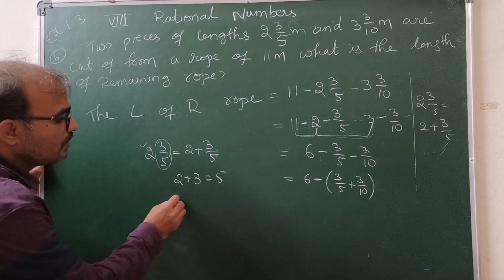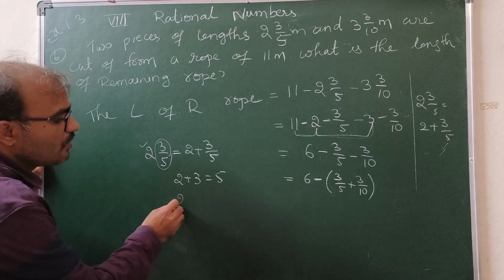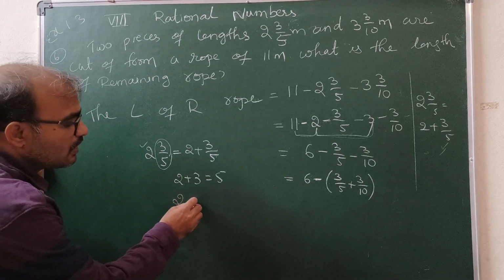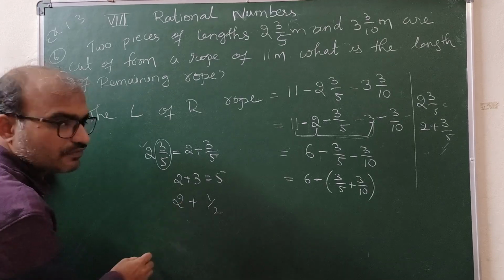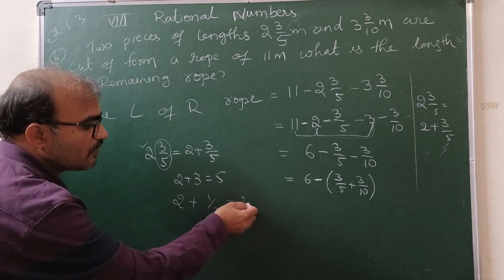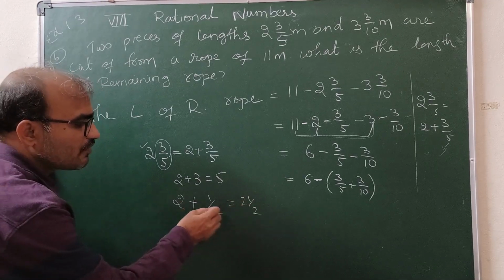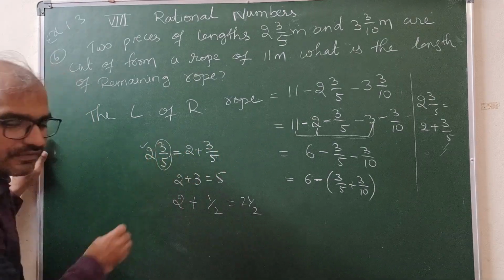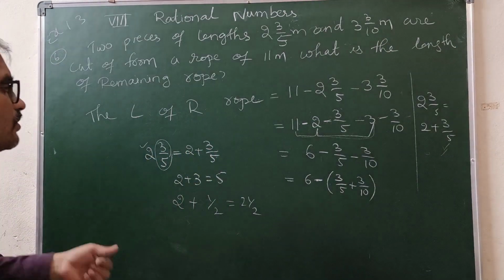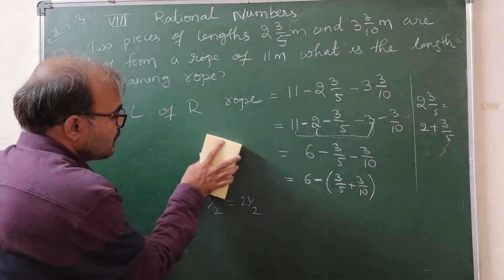Like you are given 2 apples and a half apple, right? So 2 plus half, how much will it be? You will have 2.5 apples, isn't it? So 2 plus half is 2.5. 2 plus 3/5 is 2 wholes 3/5. So you can write like that. You should know that concept, right?